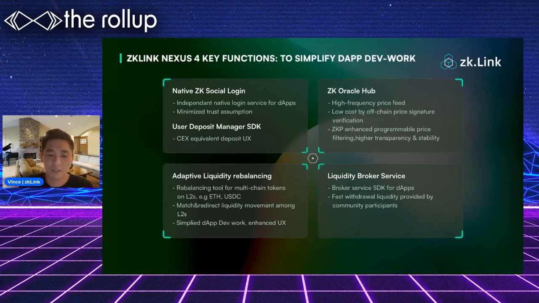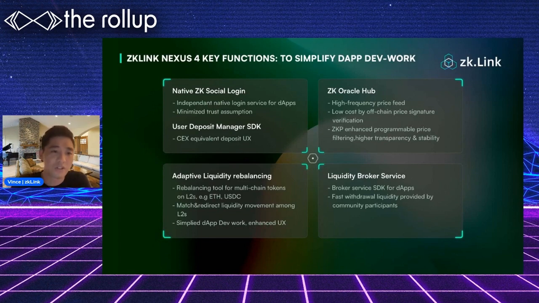And then the app builders can enable some certain price features to say, let's filter the extreme price fluctuation to protect the trader under certain kind of extreme market condition. And this provides higher transparency and higher stability to the perp markets on these DEXs.